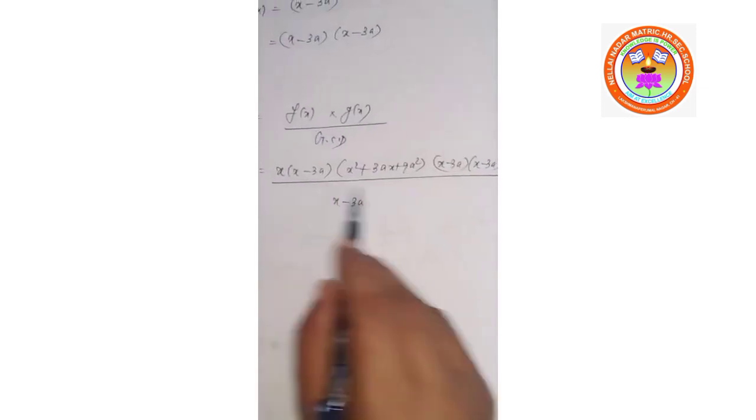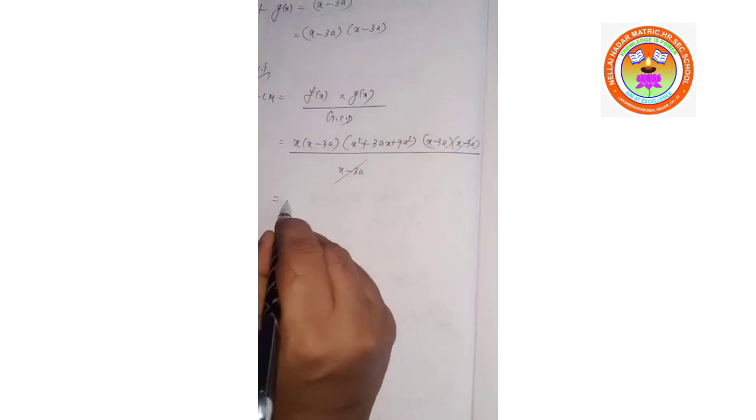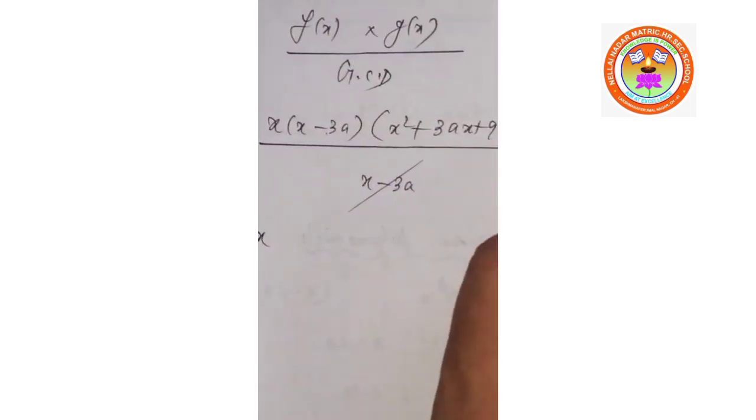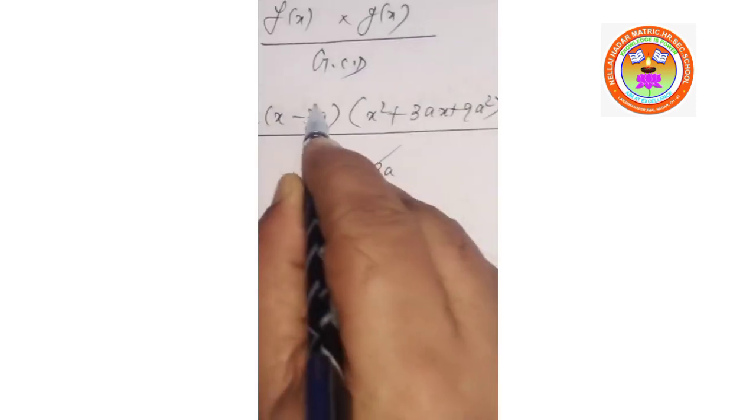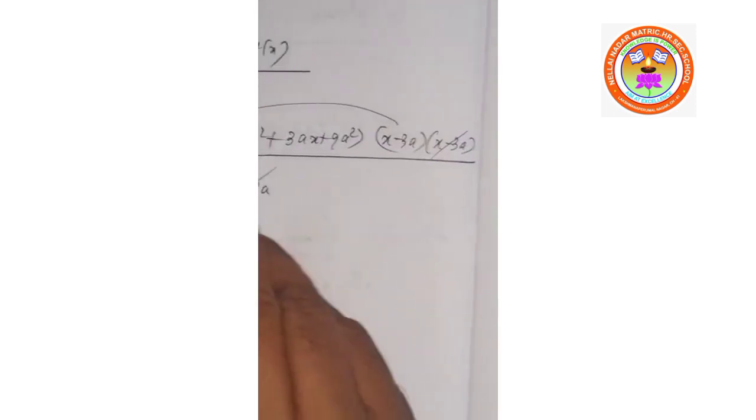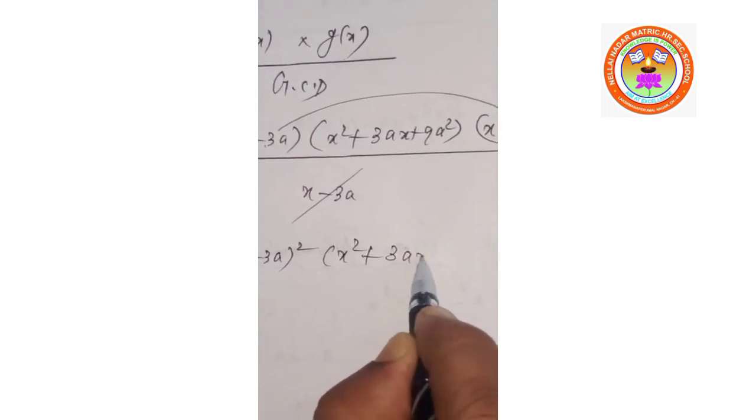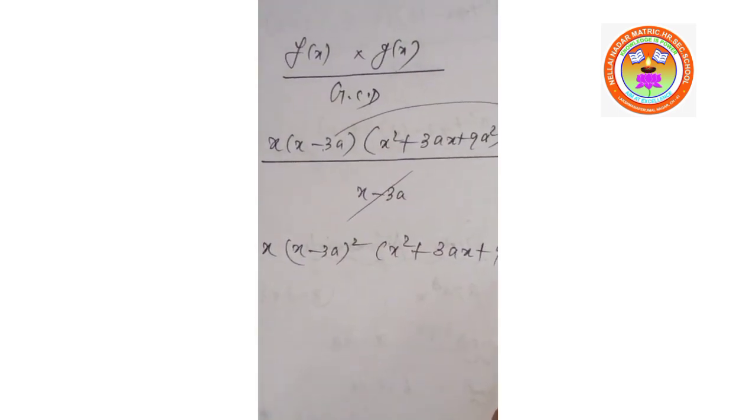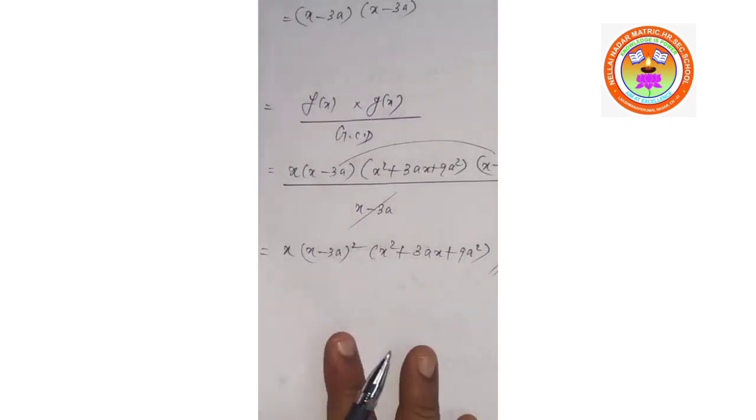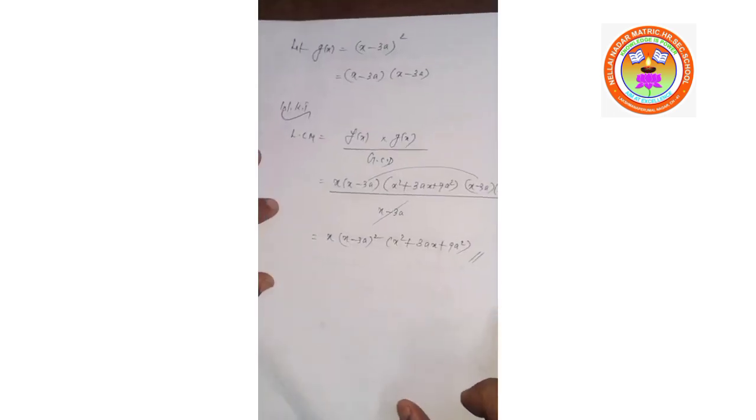You strike out any one x minus 3, I strike out these two. Okay, that's all. Write x minus 3 and x minus 3a together, x minus 3a the whole square. These two together, x minus 3a the whole square into x square plus 3ax plus 9a square. That's all. You need not multiply everything. So question number 2, both the subdivisions are over. I'll be teaching problem number 3 in the next video.